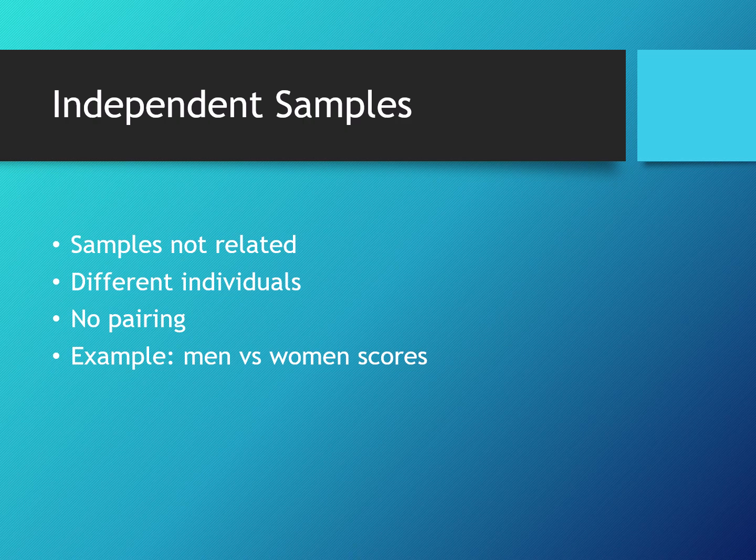Independent samples. Independent samples means the groups are not connected. People in one sample are different from people in the other sample. There is no pairing between observations. This situation is very common in practice. For example, testing scores of men and women are independent samples.